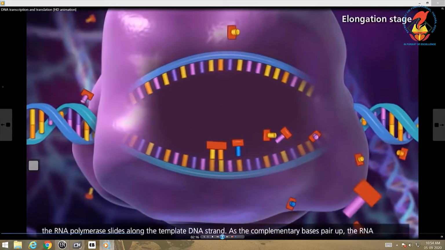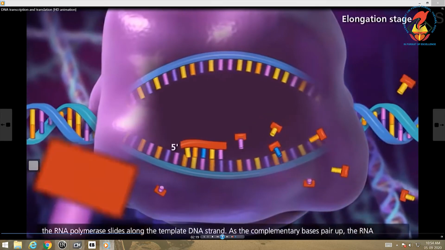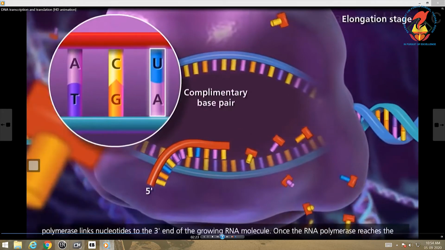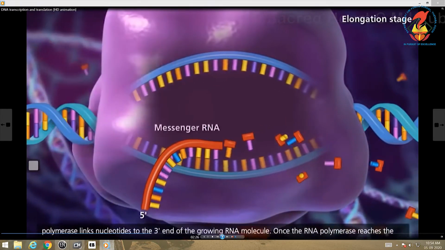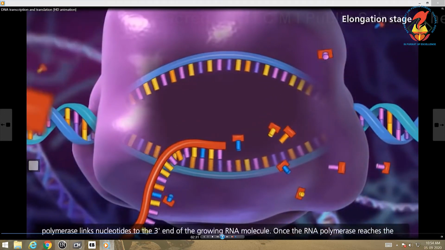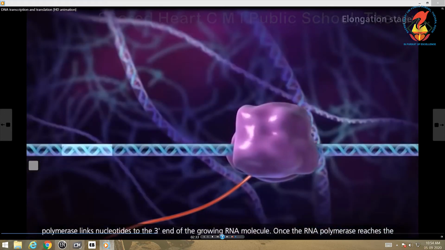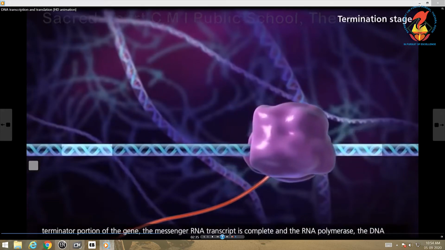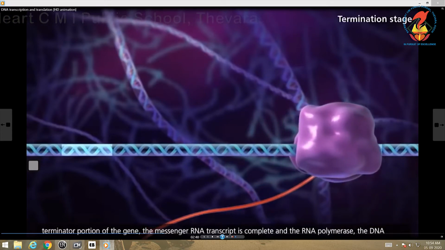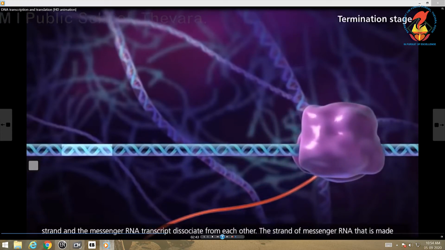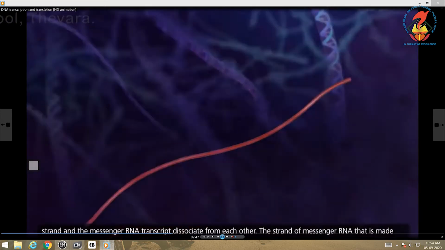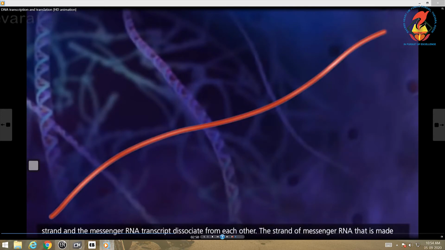Now the sigma factor is dissociated and only the RNA polymerase brings about polymerization. It adds complementary base pairs in the 5' to 3' direction on the strand which is running in the 3' to 5' direction. This continues until the terminator gene is reached. Once the terminator is reached, the Rho factor binds to the RNA polymerase, and at this point transcription is terminated. The mRNA is dissociated from the RNA polymerase.